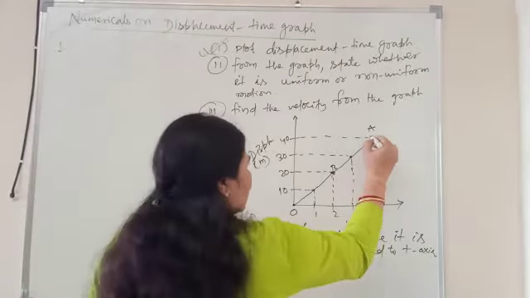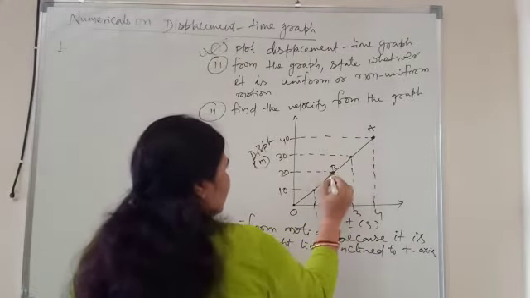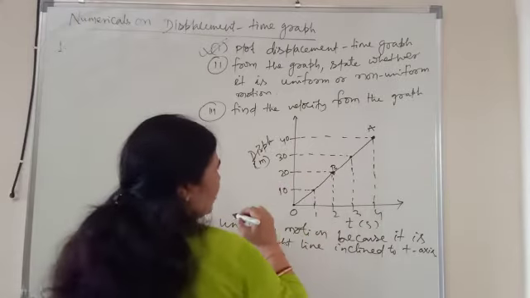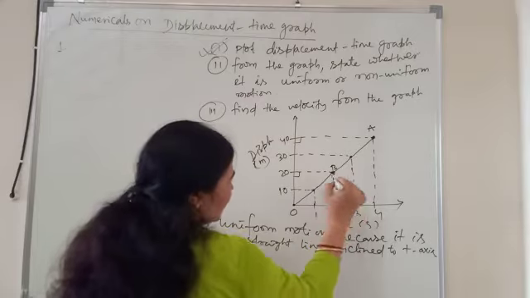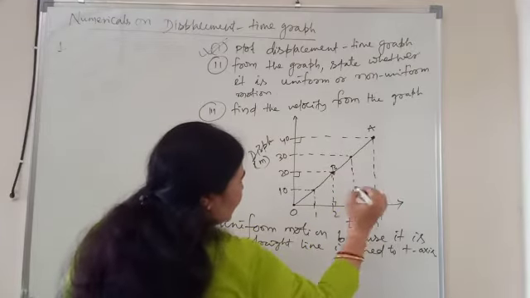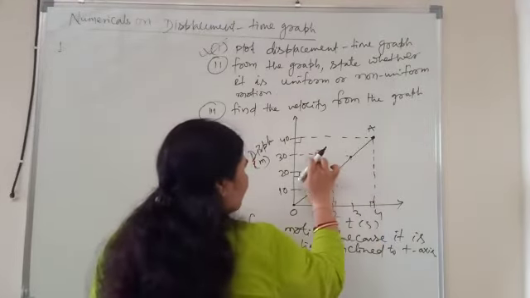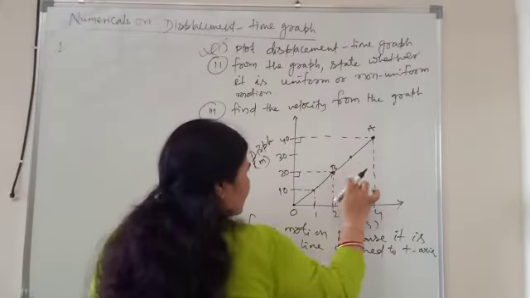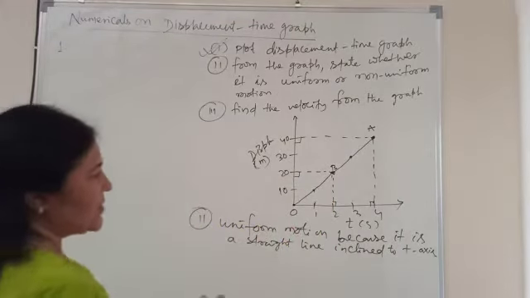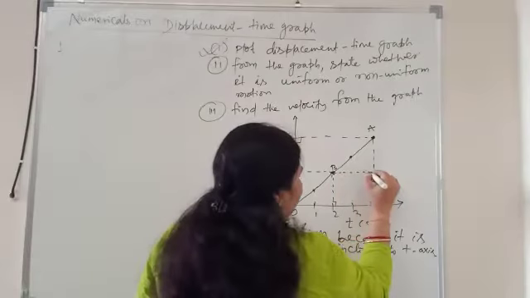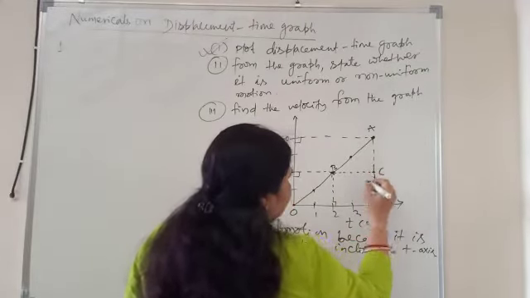What I have to do is drop a perpendicular from B, and another perpendicular on the time axis. I have chosen these 2 points. Then I extend this line so that it intersects at this point. Let's suppose this point is C.